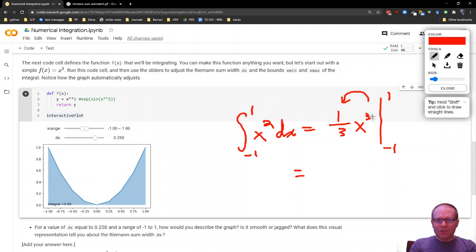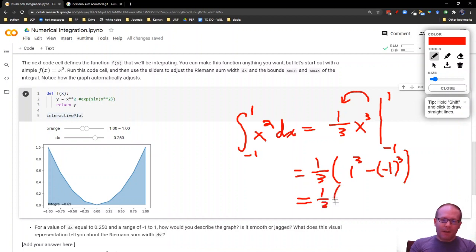So the way this answer should come out, it should come out to be 1/3 and then an x cubed evaluated at 1 minus an x cubed evaluated at -1. So I'm going to have a 1 cubed minus a -1 cubed. Please keep track of your minus signs on these things and don't trust Excel to keep track of those because it does not do the order of operations correctly.